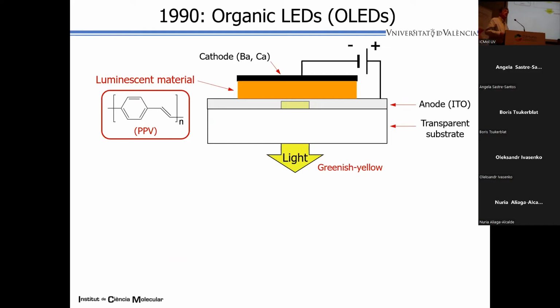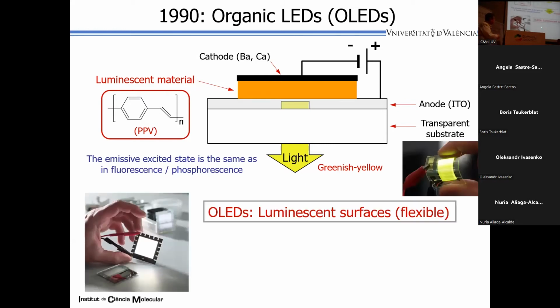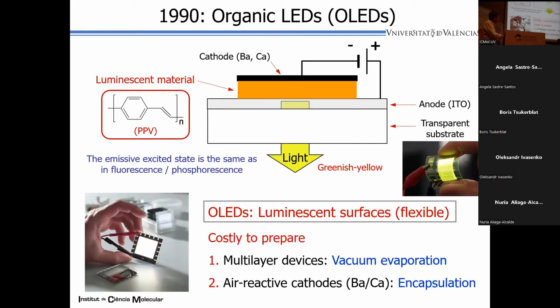And when you apply the voltage, you are oxidizing the material here, introducing the holes, and reducing the material here, introducing the electrons. The holes and the electrons combine, and then you obtain the light, in this case, green, yellow. And the emissive excited state is the same as in fluorescence or phosphorescence. And OLEDs have the advantages of being luminescent surfaces, and they can also be flexible. You have OLEDs now in almost every device with a display. But they are quite costly to prepare, because they are multi-layer devices.